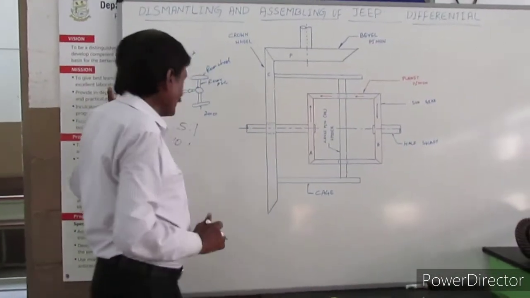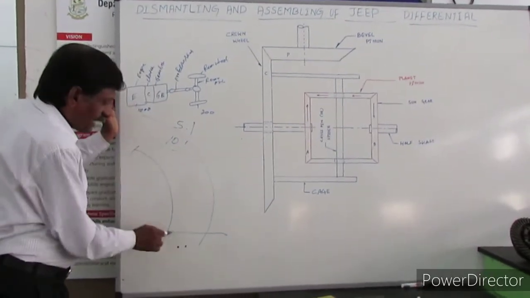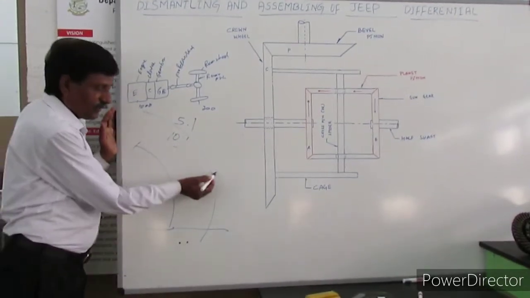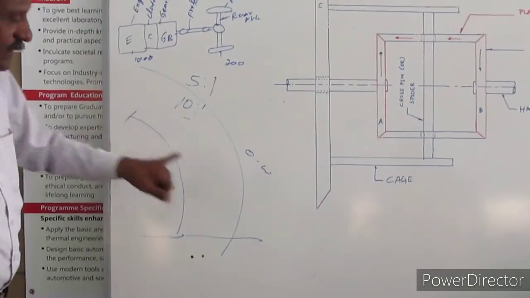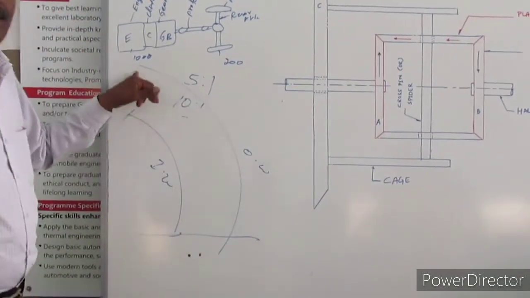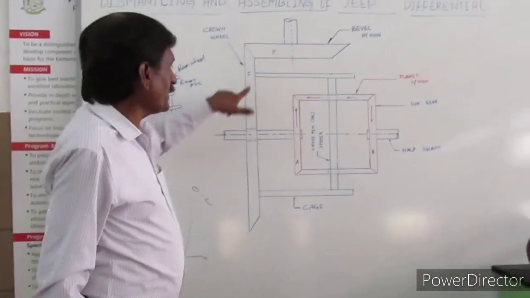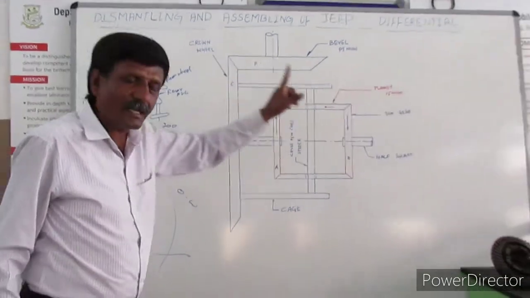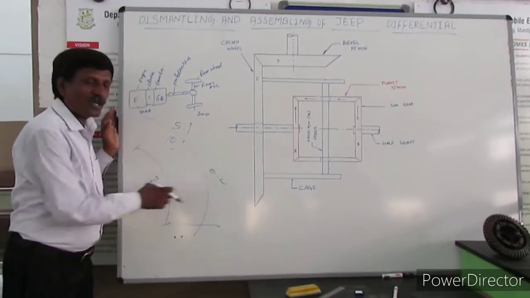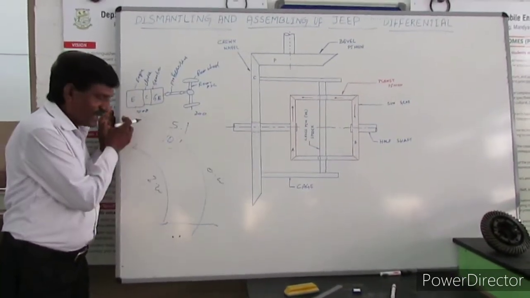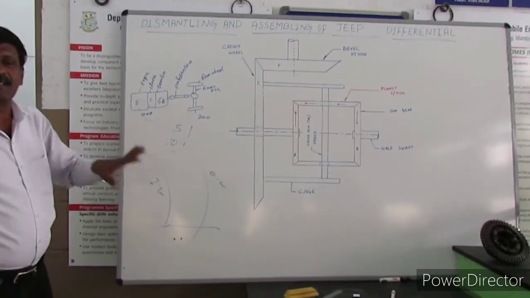Whenever you want to take a turn, the inner wheel and the outer wheel travel different distances. The inner wheel travels less distance compared to the outer wheel. Suppose we connect this pinion directly to the crown, and the crown is directly connected to both the rear axles. Then both wheels run at the same speed, but at the time of taking the turn, the distance traveled by each wheel is different.